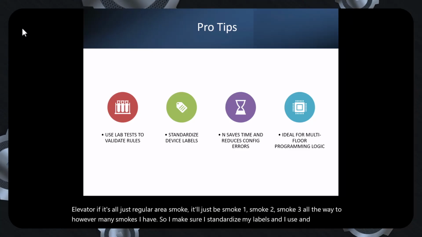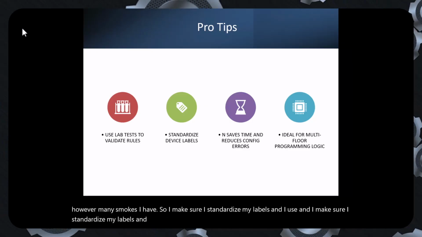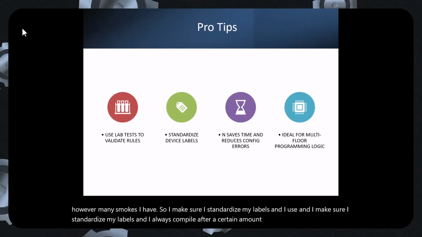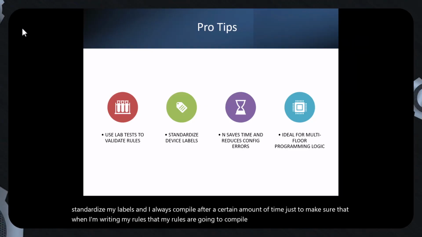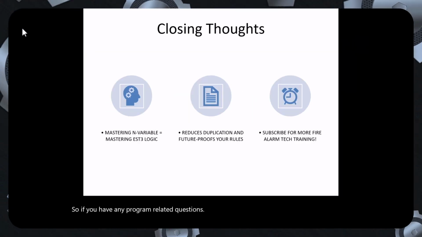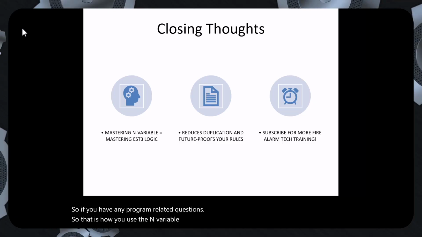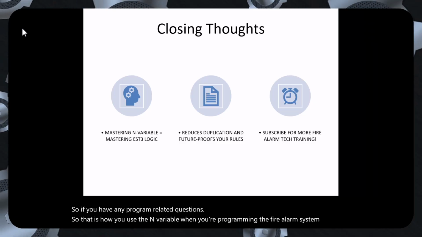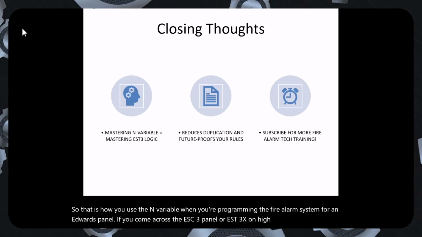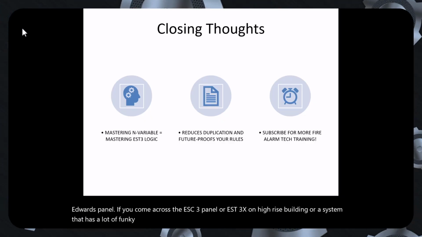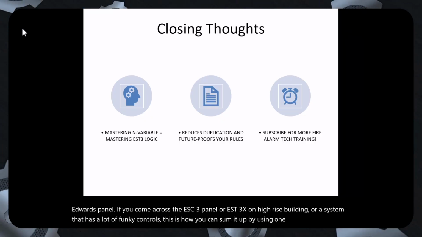I make sure I standardize my labels, and I always compile after a certain amount of time just to make sure that when I'm writing my rules, my rules are going to compile 100% once I'm all the way done. So that is how you use the N variable when you're programming the fire alarm system for an Edwards panel. If you come across an EST3 panel or EST3X on a high-rise build or a system that has a lot of funky controls, this is how you can sum it up by using one rule to do multiple things.